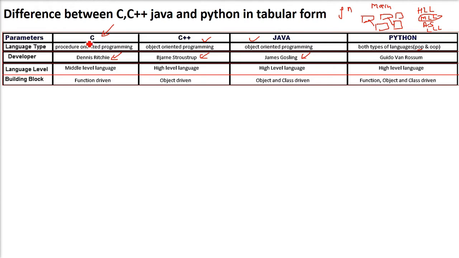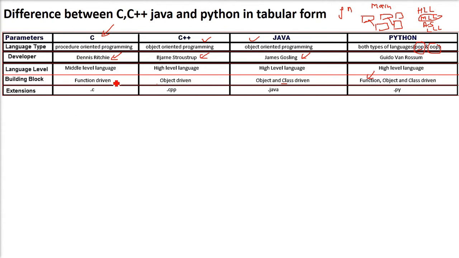What are the building blocks? In C, everything is function. C++ is object driven. Java is object and class driven. Basically, both are object and class driven. You have to make a class and you have to make an object. But in Python, objects and classes are always there, but we have functions also, because it is both procedure-oriented programming and object-oriented programming.